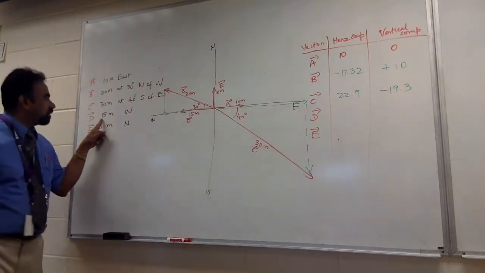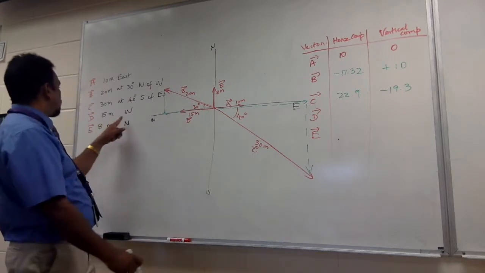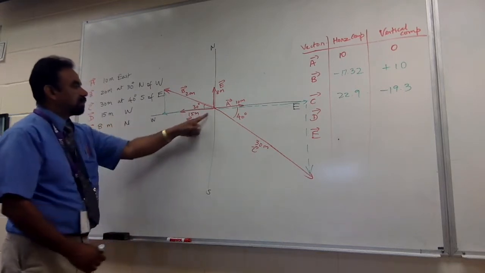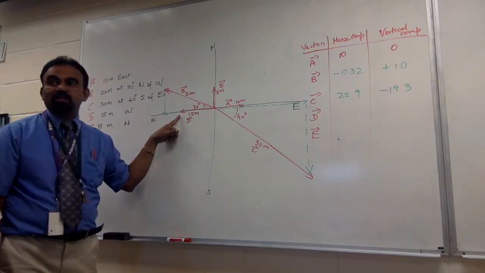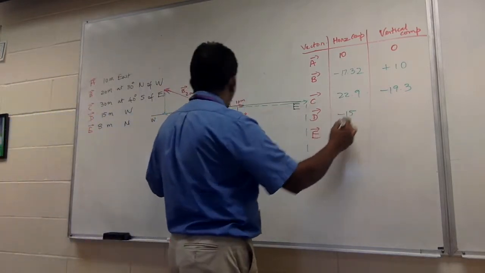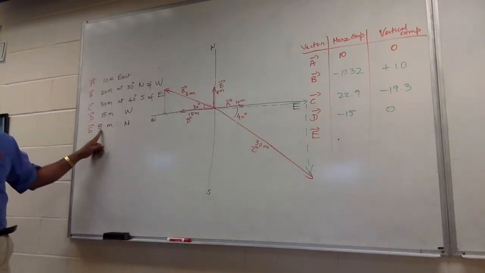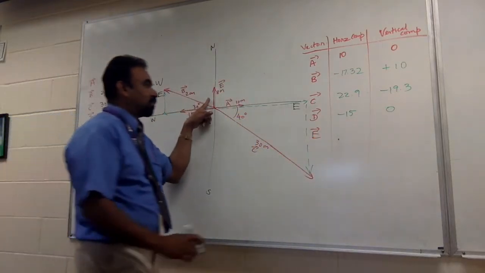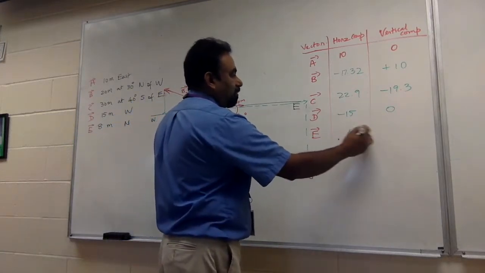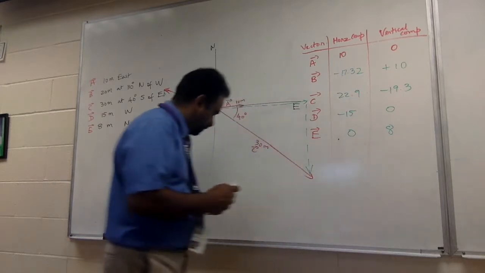Now go to the next one. D, 15 meters west. So what is the horizontal component? Negative 15. What is the vertical component? 0. The last one, 8 meters north. What is the horizontal component? And the vertical component?